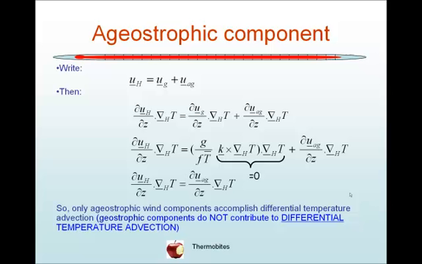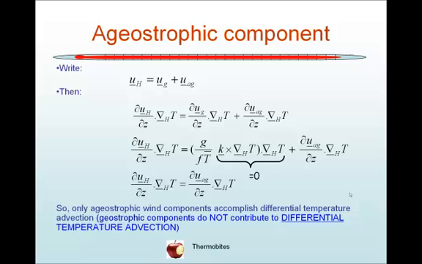We can then take term C and decompose the horizontal wind into these two components, the Ug dz dot grad h of t and the Uag dz dot grad h of t. When we write the Ug dz in terms of the thermal wind, there's an expression that's k cross grad h of t dot grad h of t, and I'll leave it to you as an exercise to show that that's equal to 0. So what we're left with is that it's only the geostrophic wind component that does differential temperature advection.